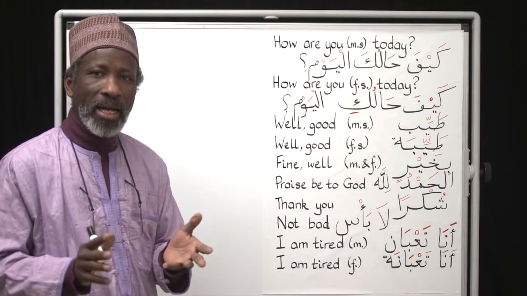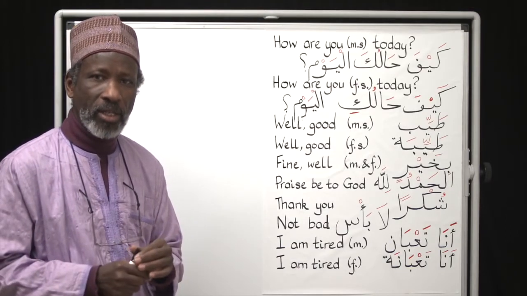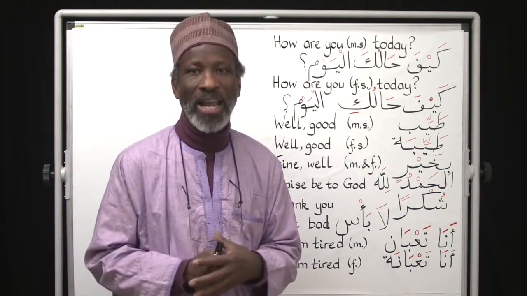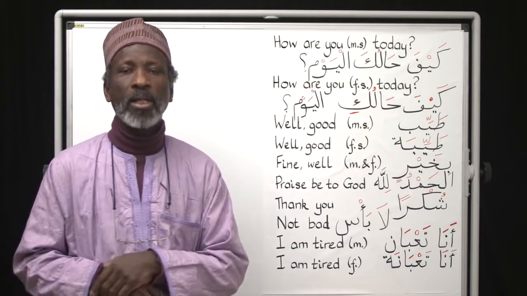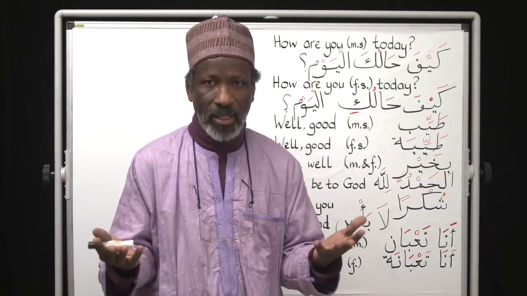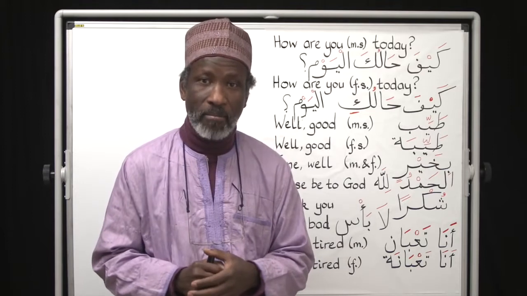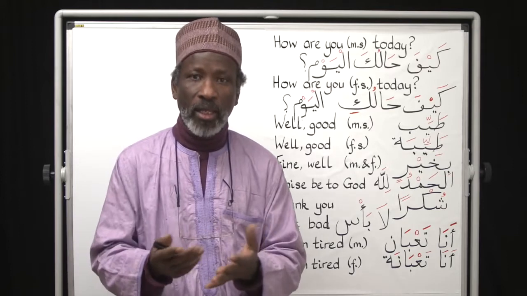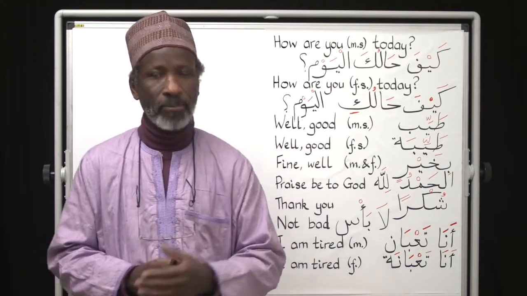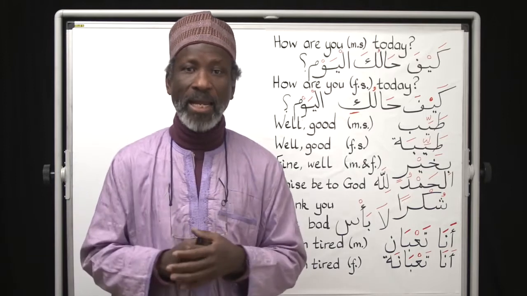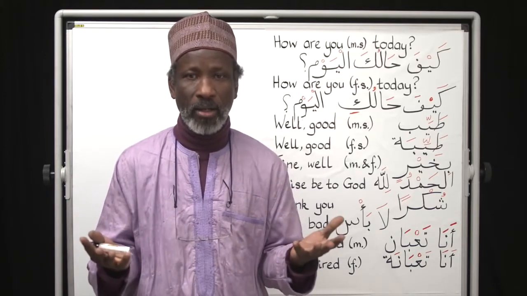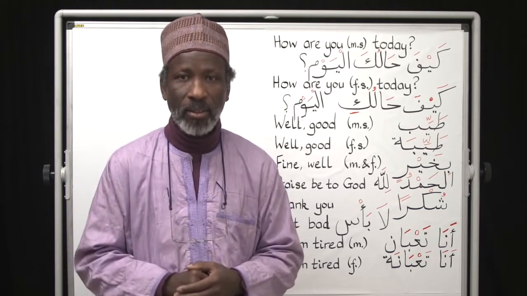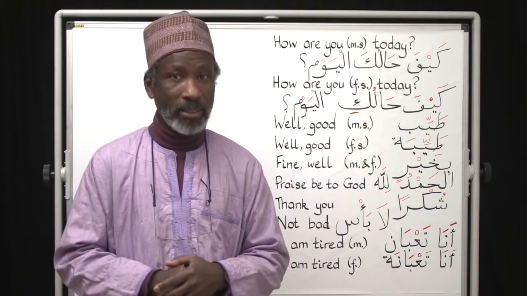In the last series, let me see whether you still remember some phrases, such as: masmuka, masmuki. What's your name? To a man, masmuka. Masmuki, to a lady. Ismi, my name is Imran. Wa anta, and you, as a male. Wa anti, and you, as a female.